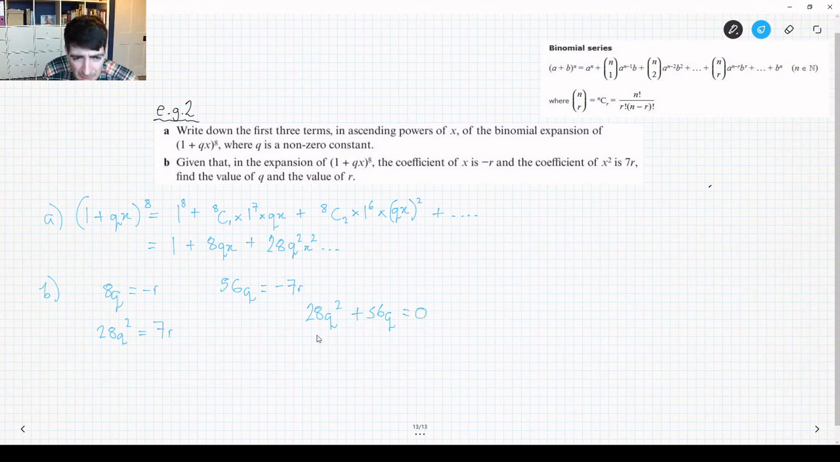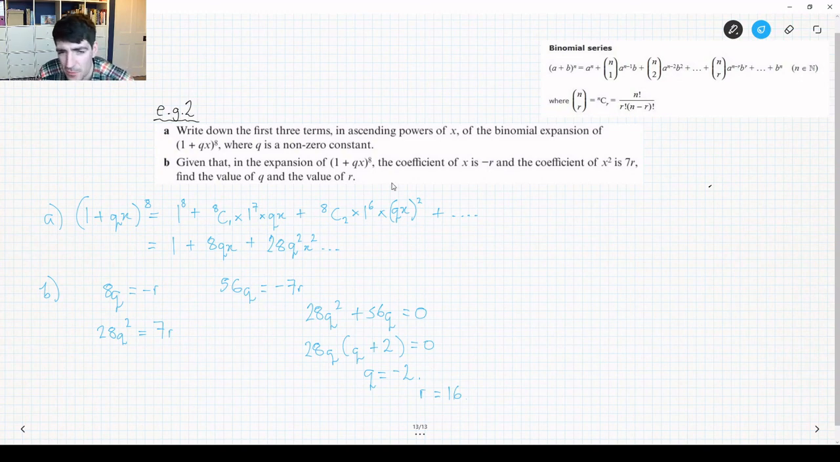And then we can factorize this to solve it. 28q times (q plus 2) equals 0. So q could be 0 or minus 2, but it says here that q is a non-zero constant. So q is negative 2, and so we can then see that if q is negative 2, we get negative 16 equals negative r, so r is 16. And that's that question done.